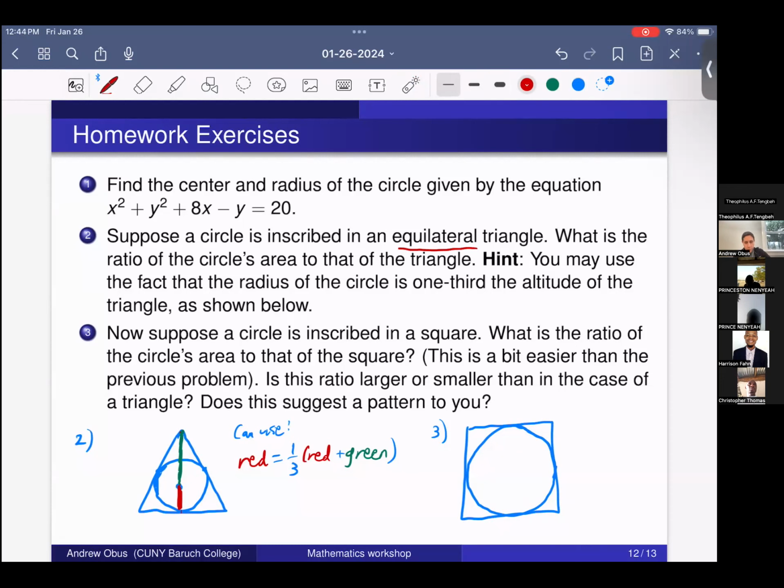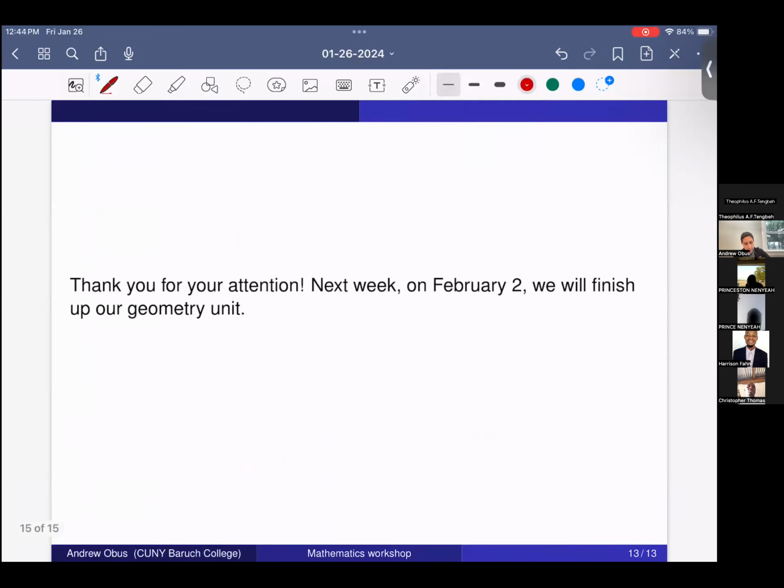Of course, I'll send out the notes on WhatsApp after the class is over. Thank you for your attention. Next week, we're going to finish up our geometry unit with an overview of what comes next in geometry. Just as a preview, there's going to be no class on February 9th, and then we resume on February 16th.